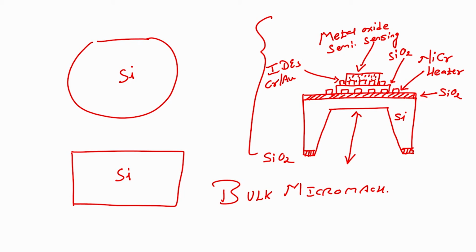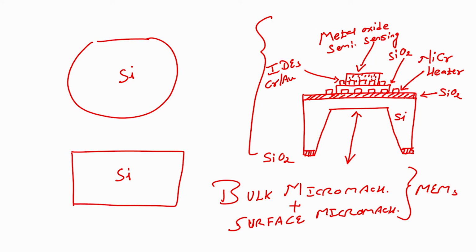You got it. So, this is one way of creating a sensor. There is another way of creating a sensor, which will be bulk plus surface micro machining. We will see what is bulk micro machining, what is surface micro machining, when we understand what are MEMS. MEMS stands for micro electromechanical systems.